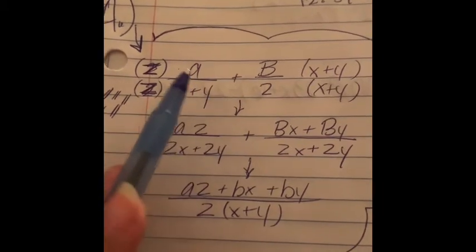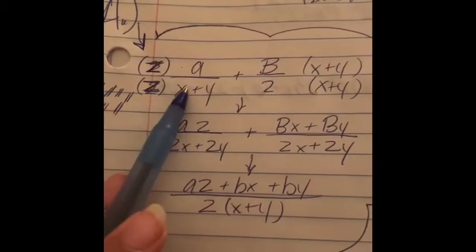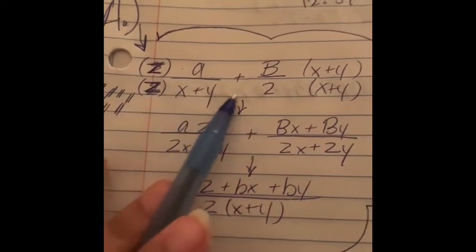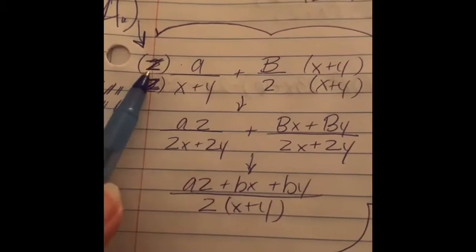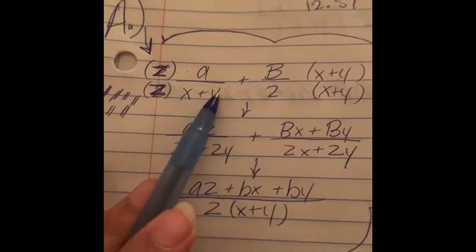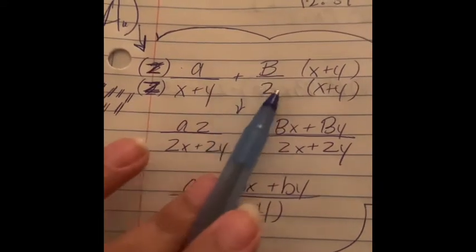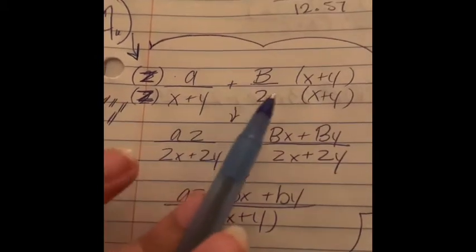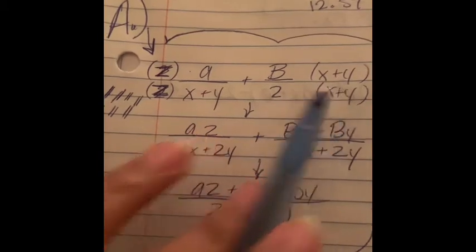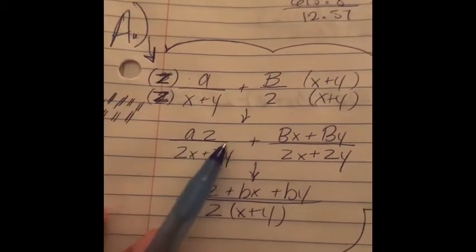For this problem, we want to cross multiply. So for this side, you would cross multiply a over x plus y by z on this side. And for this side, you would use this denominator, x plus y, to multiply by b over z. So not only do you do it for the denominator, but you want to do it for the numerator as well. As a result, here's what you would get.